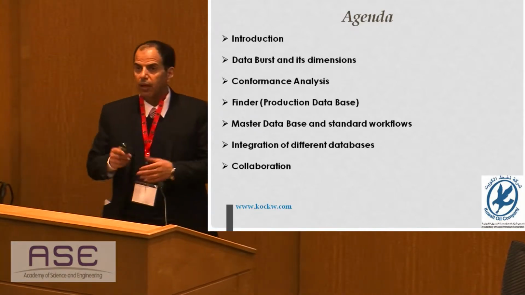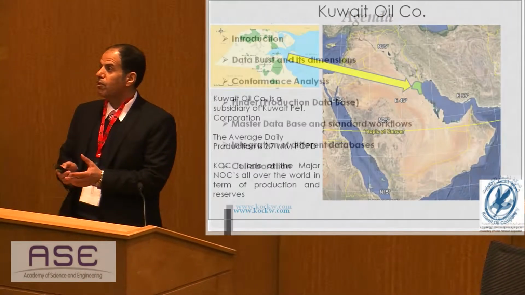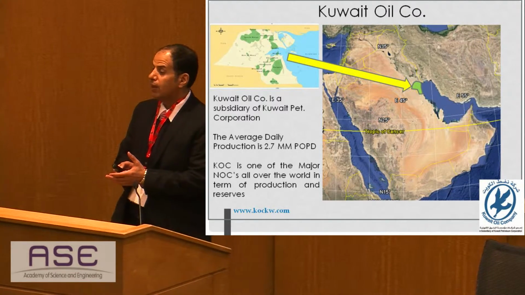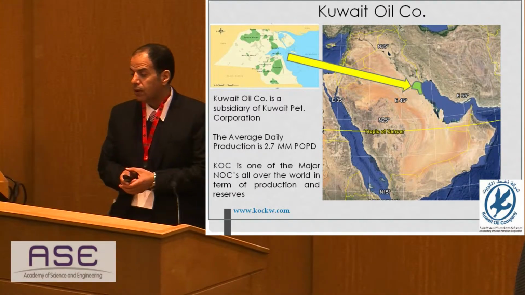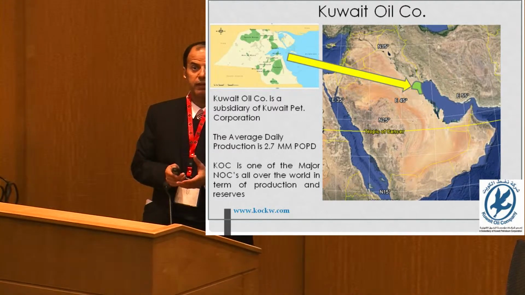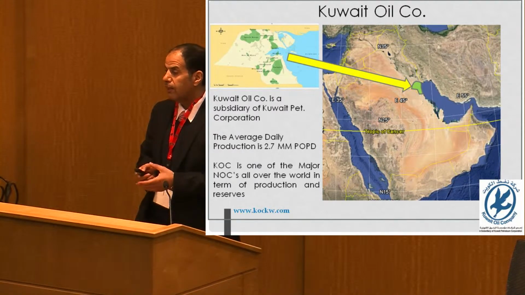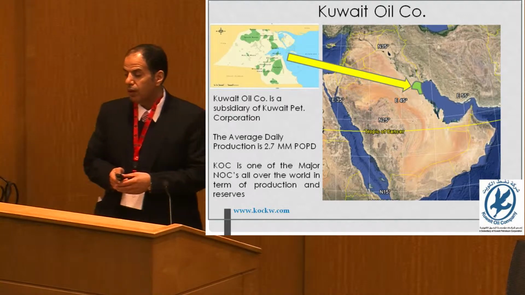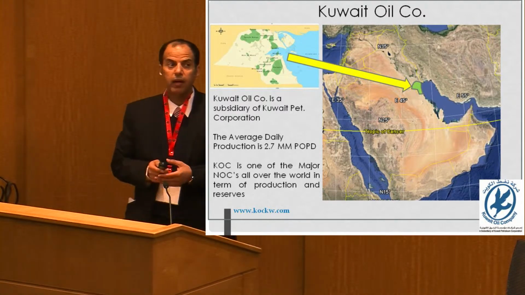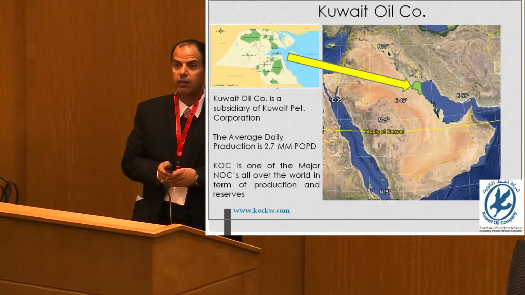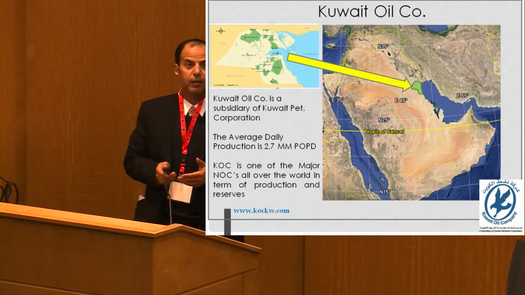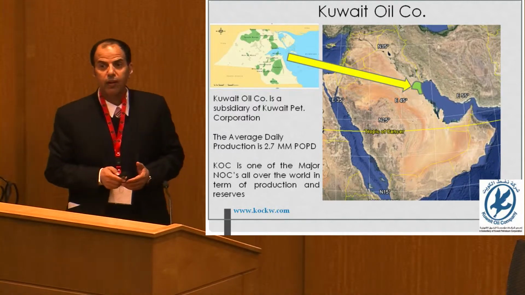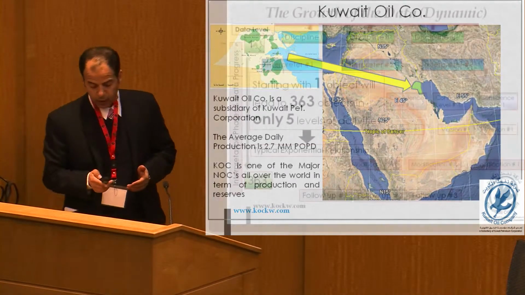Just before I take you through all this, I just want to give you a glimpse of Kuwait Oil Company. Kuwait Oil Company is a subsidiary of Kuwait Petroleum Corporation. We produce around 2.7 million barrels on a daily basis, and it's one of the major national companies in the Middle East. And again, just imagine what type of data we deal with on a daily basis.